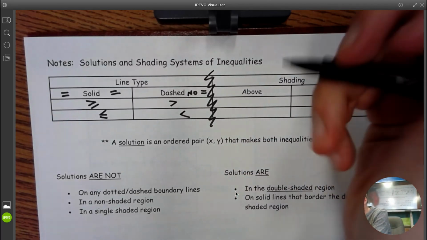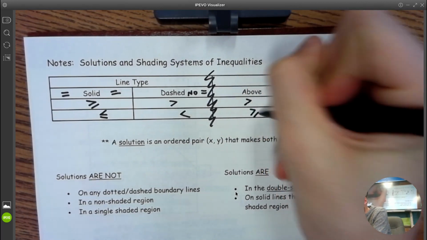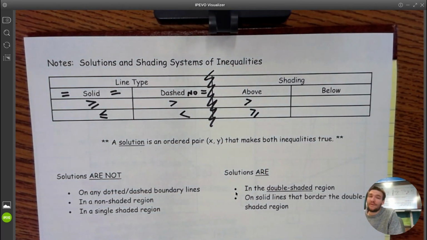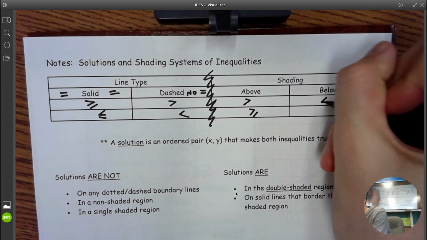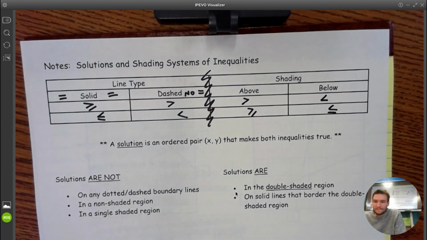When it comes to shading, above uses greater thans, so we got our nice greater thans, greater than or equal to, and below uses less thans. So we've got our less thans and our less than or equal to's.